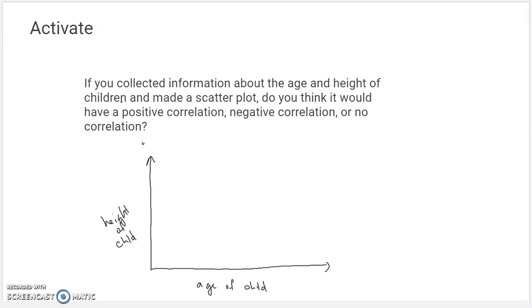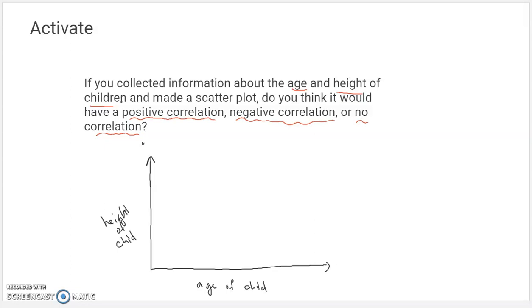Hey y'all, before we get started today, a little question for you to think about first. If you collected information about the age and the height of children and you made a scatter plot, do you think, without making it, it would have a positive correlation, a negative correlation, or no correlation?